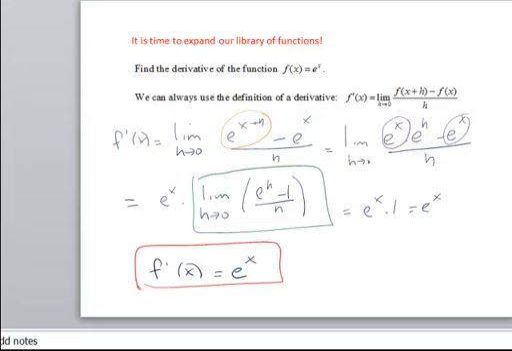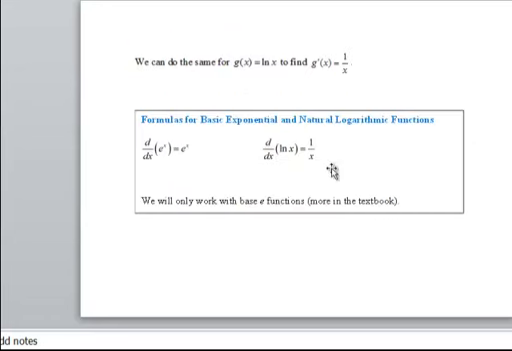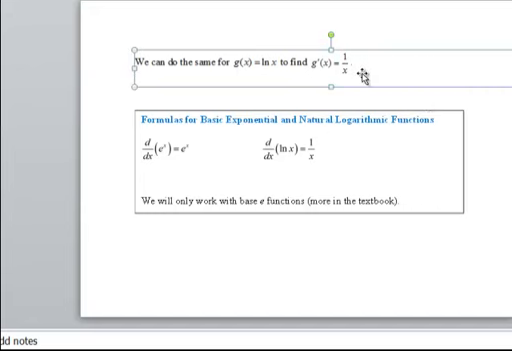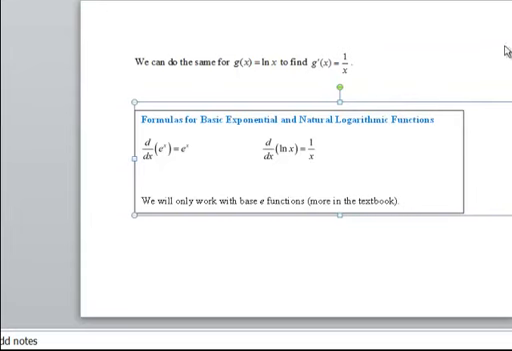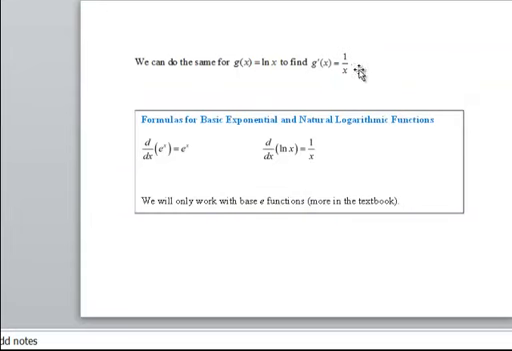Okay, so now we have a formula that we can use for determining the derivative of the basic exponential function. We can go through a similar argument or proof for finding the derivative of the natural log, but I'm going to spare you all that. I'm just going to get to the punchline. For g of x equals the natural log of x, the derivative is 1 over x. Notice that once you take the derivative, you no longer have a natural log in it.